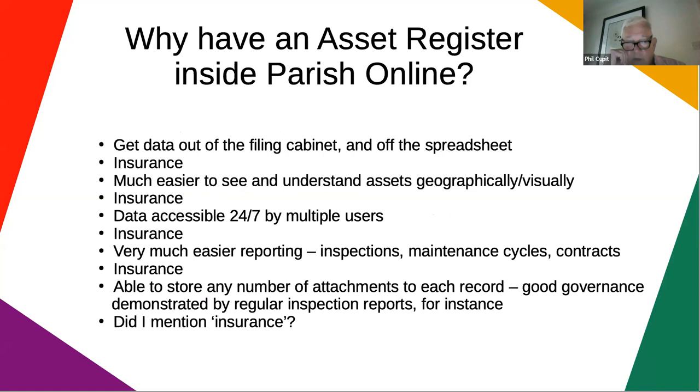Why do we have an asset register in the first place? Well, I've mentioned this to you before. I think we should be getting all the data out of the filing cabinet and off spreadsheets. Nowadays the asset register is usually a spreadsheet on someone's computer, but I think it should be online where everyone can get at it. It's much easier to see, understand and update the assets if they're visible geographically, which they would be on the map. There is also a major insurance requirement for an asset register.